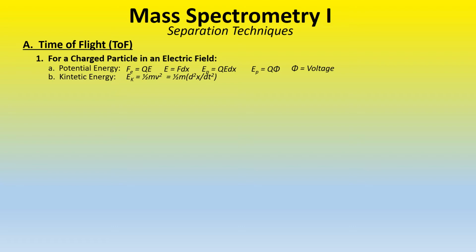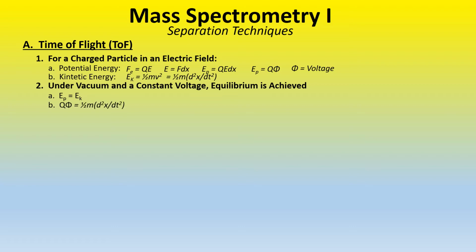Now, under vacuum, so there are no external forces, and under a constant applied voltage, an equilibrium winds up being achieved, where the potential energy and the kinetic energy are equal, or charge times voltage will be equal to 1/2 mv squared. And here is the basis of time of flight.